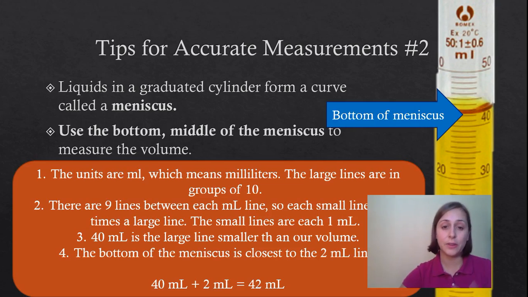So you can see, even though this was volume and the other was length, reading the lines is a very similar process, just with the volumes. Make sure you're measuring from the bottom of the meniscus, because if you looked at the top on the sides, the top is a little bit higher, and you might have said 43 milliliters, whereas 42 is correct.